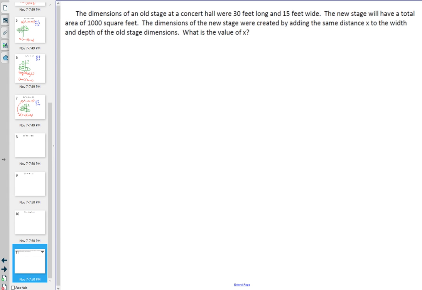But, okay, let's see. The dimensions of an old stage at a concert hall were 30 feet by 15 feet. One of the best strategies for word problems is to draw a picture. So if they're giving me dimensions that are long and wide, I'm guessing they're talking about a rectangle. So 30.